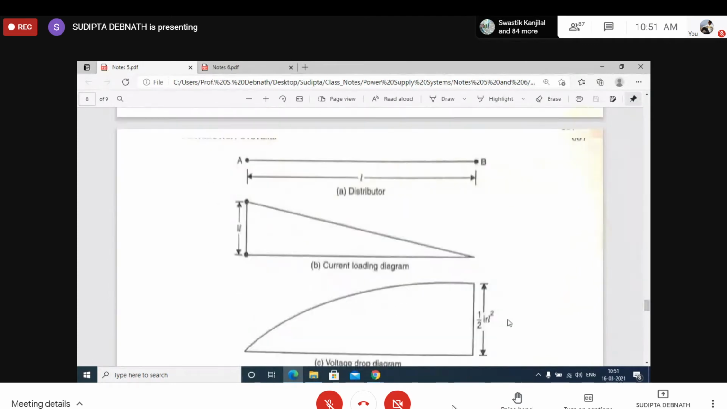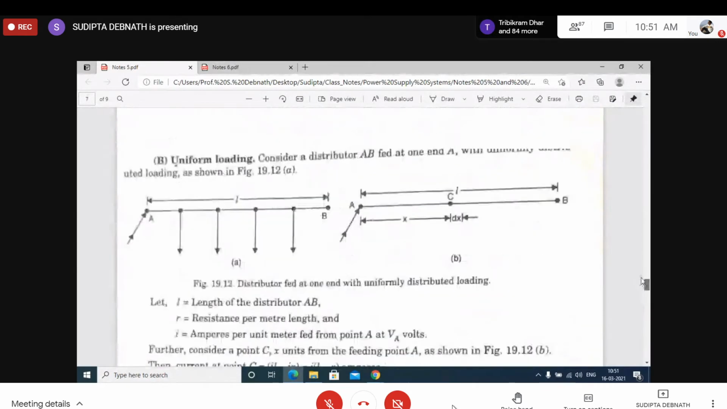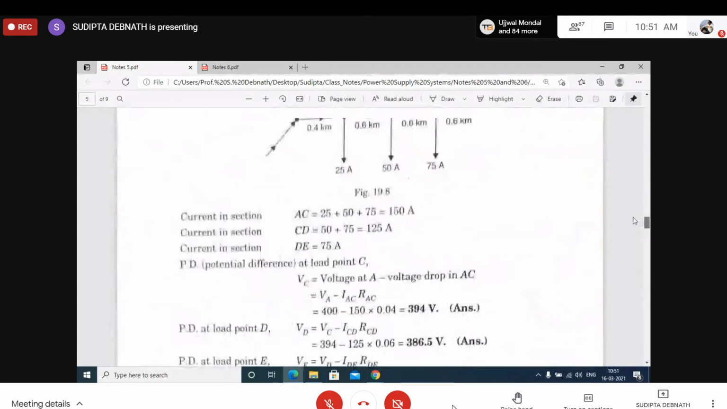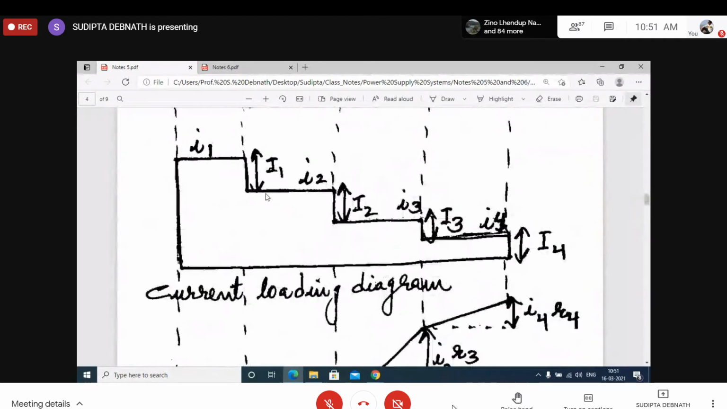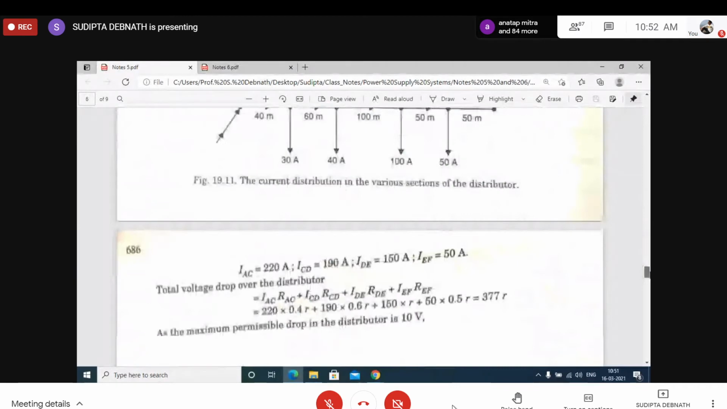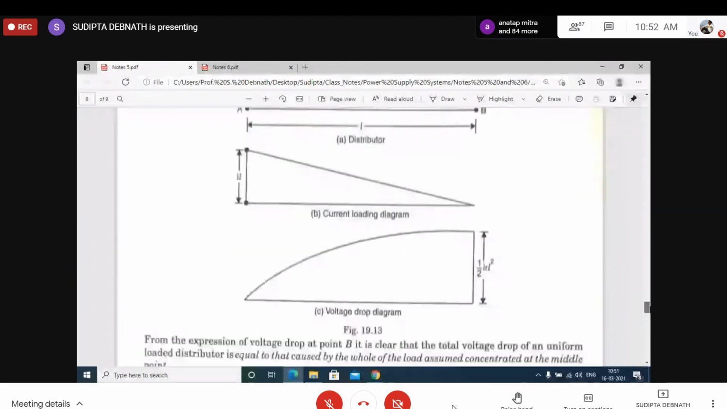See, current loading diagram. What is the current entering here? I into L. And the current will gradually decrease and ultimately it will be zero here, isn't it? It will decrease uniformly, not in steps. In the previous one, for concentrated loading, we had considered it decreasing in steps. But this is not the case. It will decrease uniformly and come to zero. This is the current loading diagram.